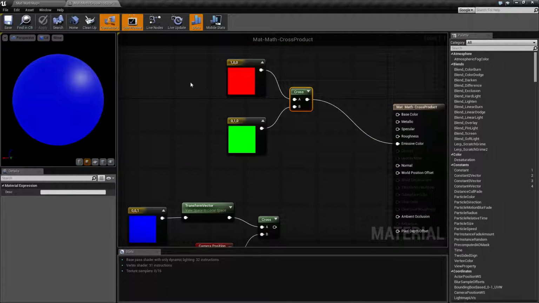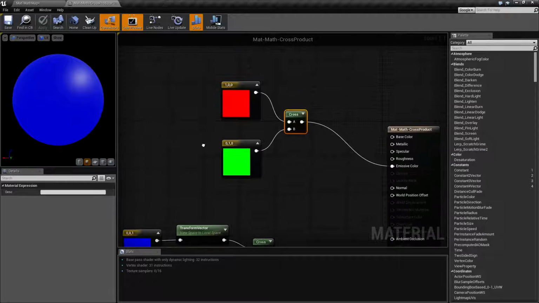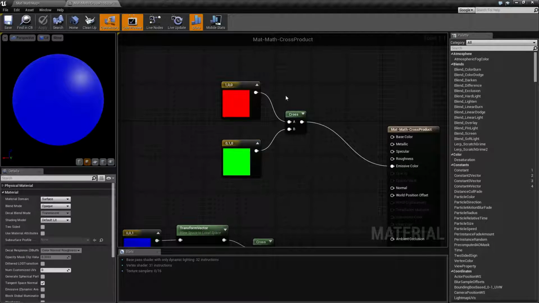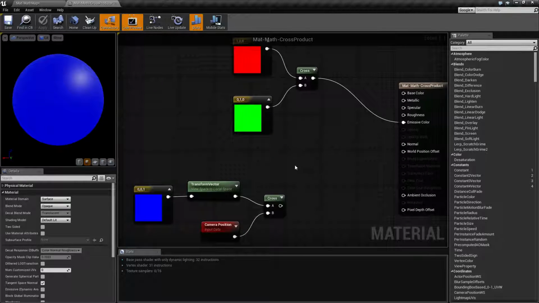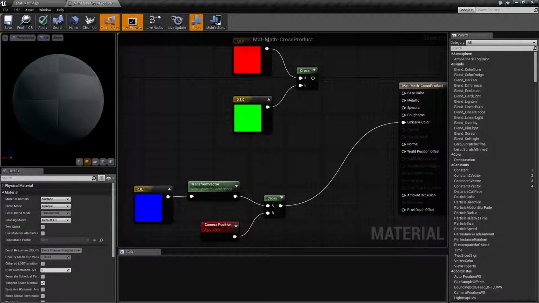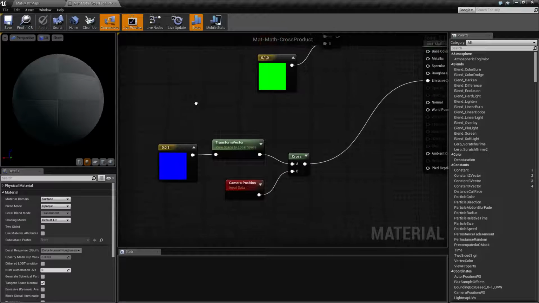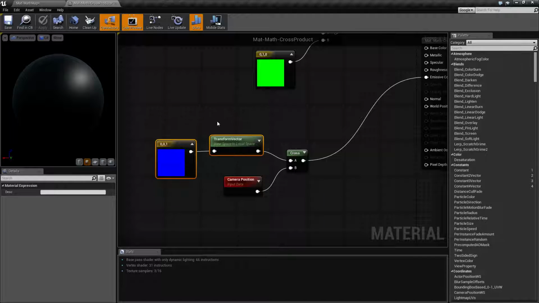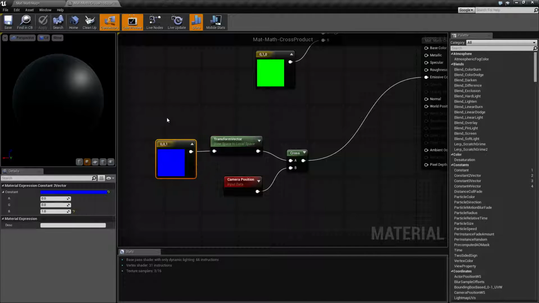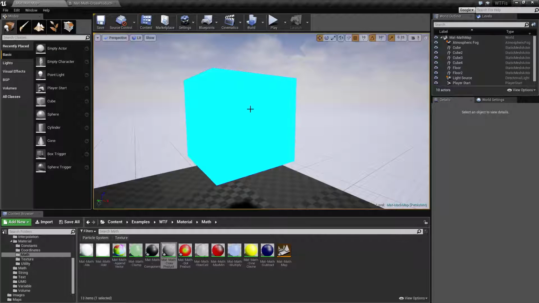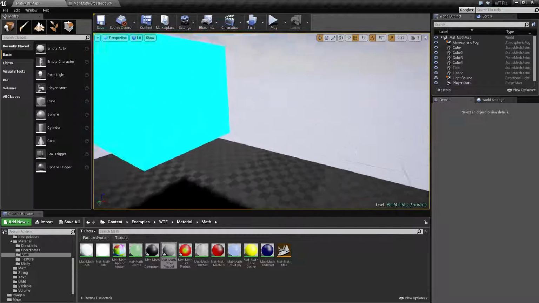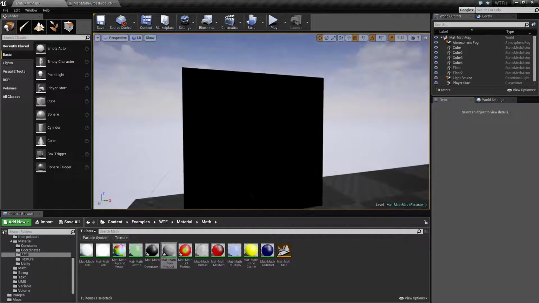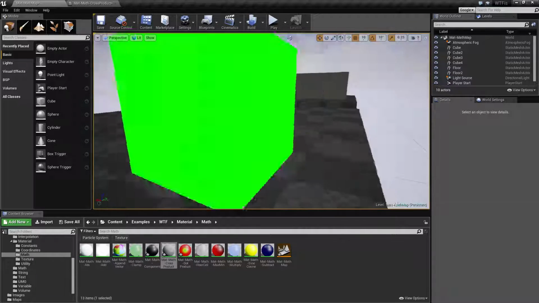In our example here, to further illustrate what I showed before, we're inputting red and green and we're getting back blue. We're getting the exact perpendicular output. For a really weird usage example of this, what I'm doing here is I'm taking our camera position, the position of our camera in the world, and I'm crossing that against the up vector, which is why it's blue, the Z vector. Depending on how my camera is and what I'm looking at, as well as where I'm at in the world, I'm getting back a different result.